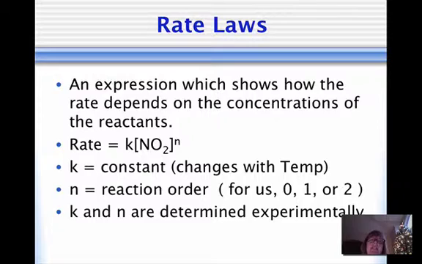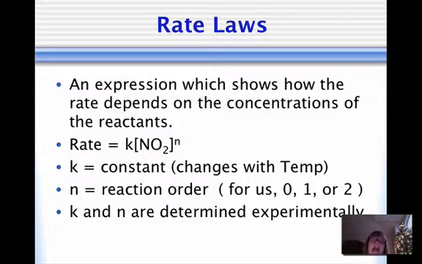First of all, let's look at little k. Little k is called the rate constant, and it does change with temperature. The effect of temperature on a rate is due to the value of k changing with temperature. Remember the equilibrium K? Remember it did change with temperature as well. Well, this k will change with temperature.